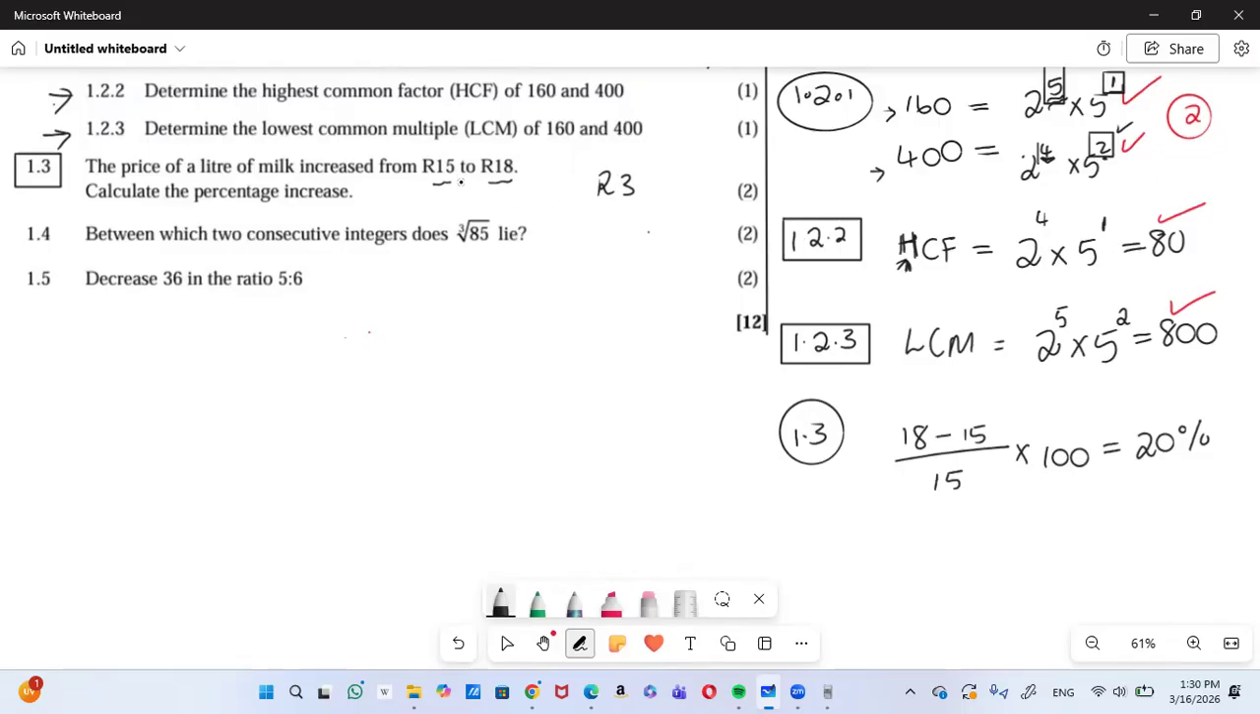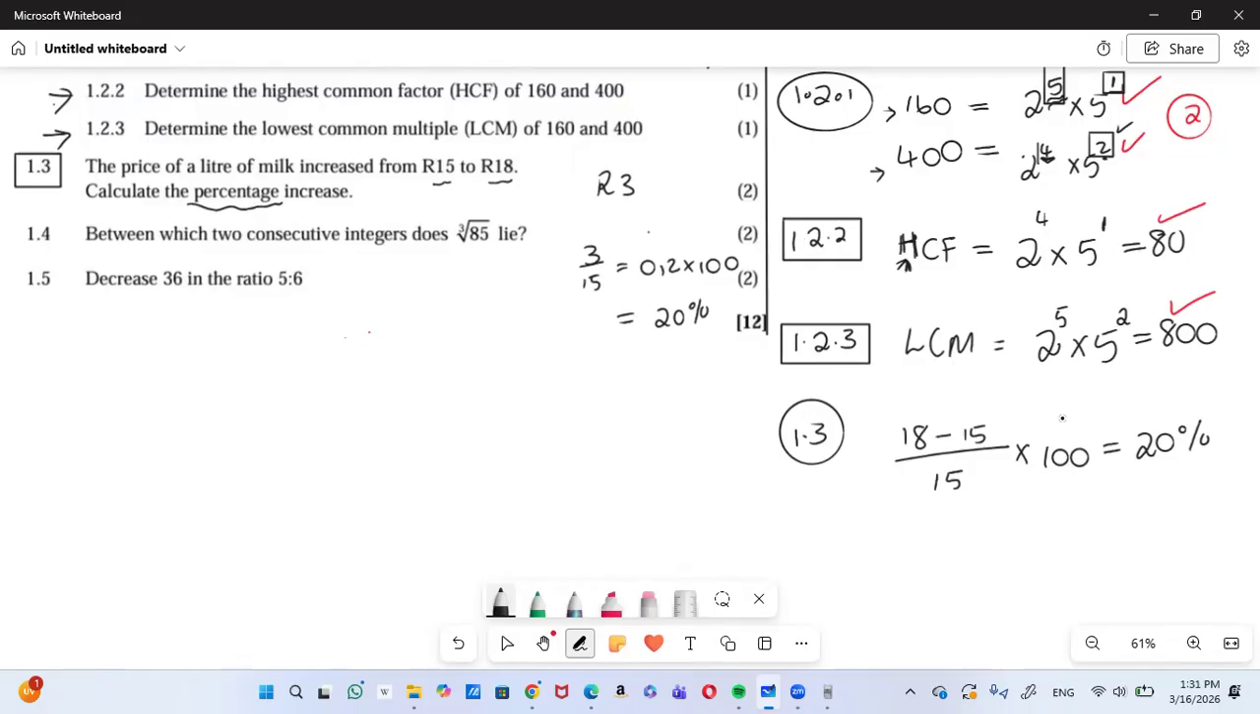So now 3 rand is how much percentage of 15? And how do we find that? We simply find it by saying 3 rand divided by 15, right? Which will give us 0.2. But now we cannot simply say 0.2. They want this thing in a percentage. Remember, they want it in what? A percentage. That is why we multiply it by 100. That's how we got it to be 20%.